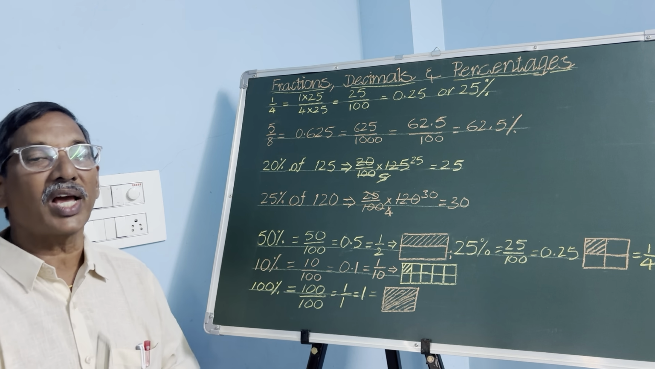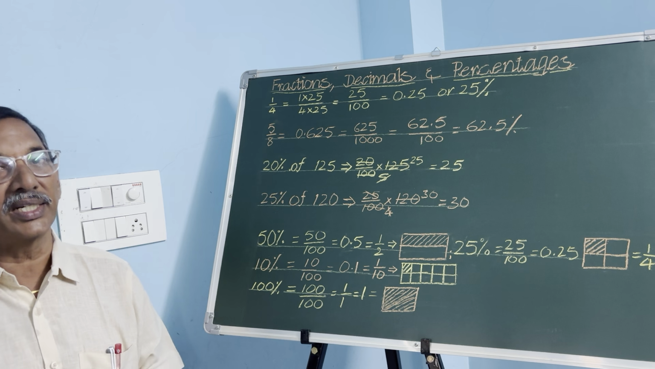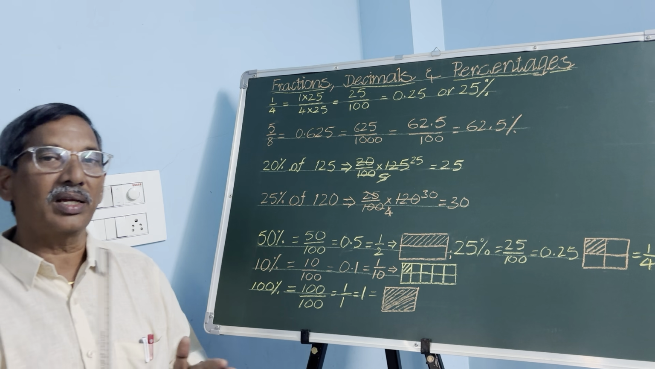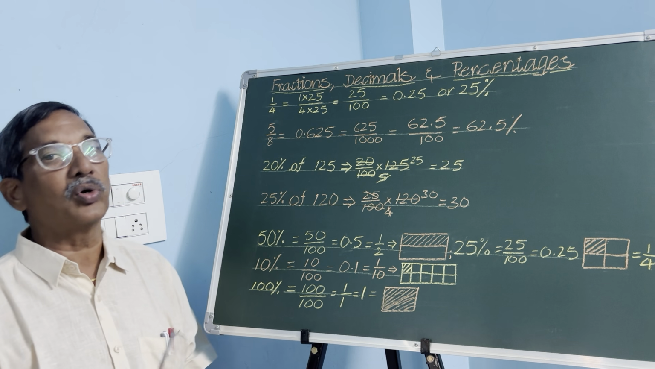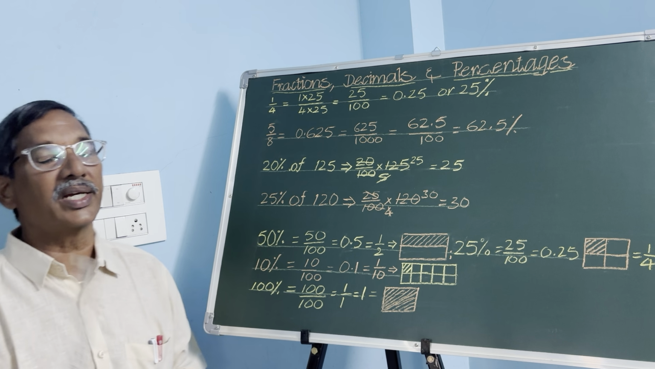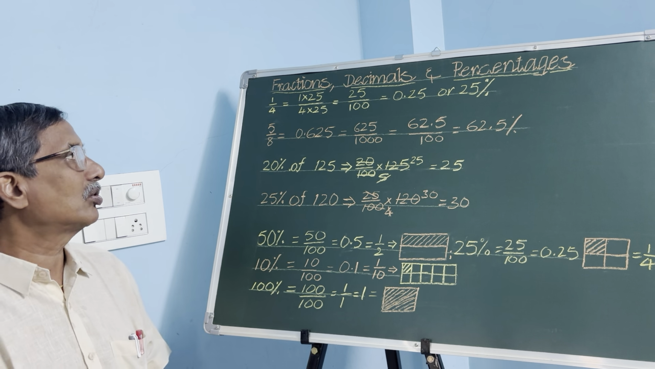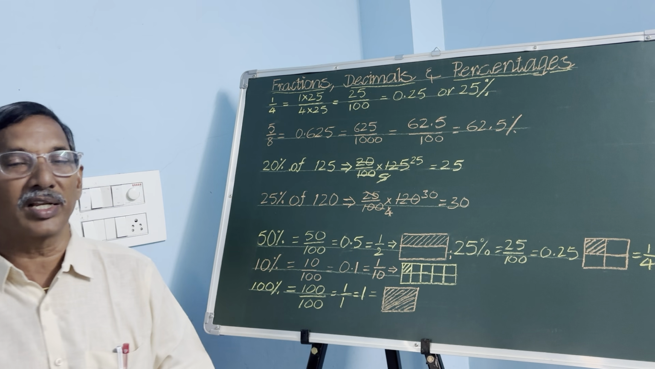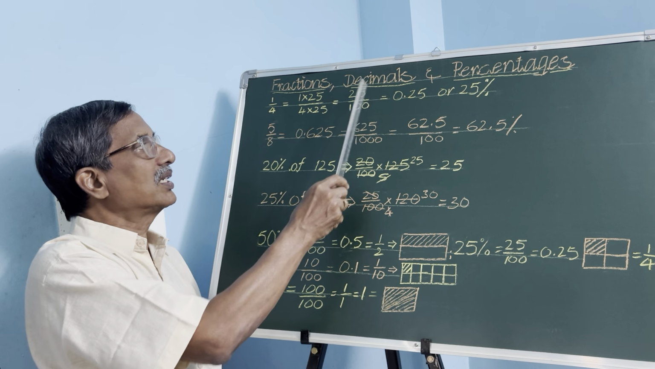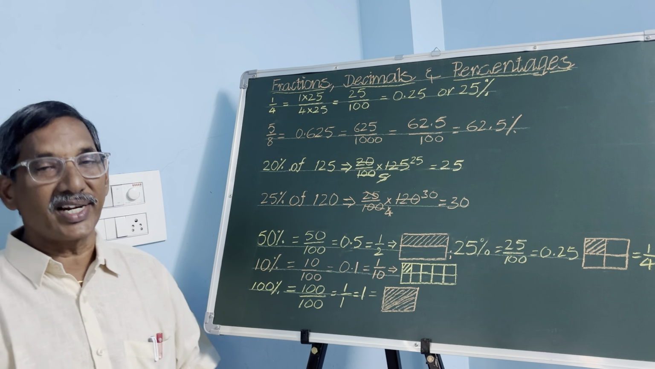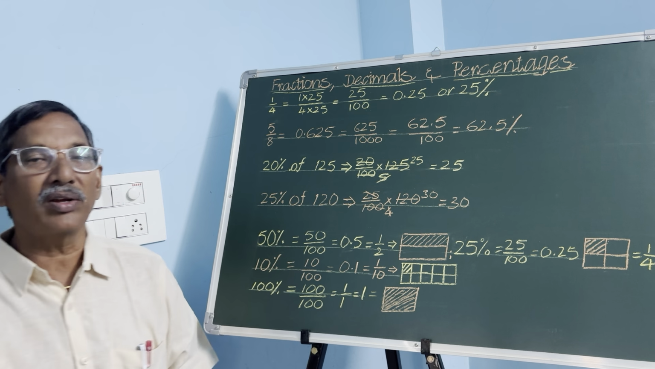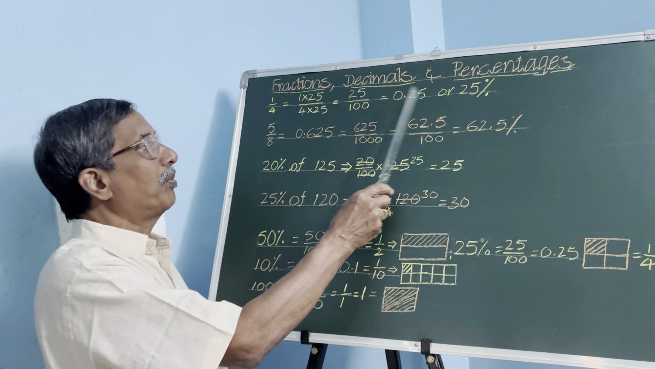To make our calculation easier, to express in decimals, we increase the denominator to 100, so the numerator has to be increased to the same extent. So both the numerator and the denominator are multiplied by 25. So 1/4 is the same as 25 hundredths or 25 over 100. So we know that 25 over 100 is the same as 0.25.